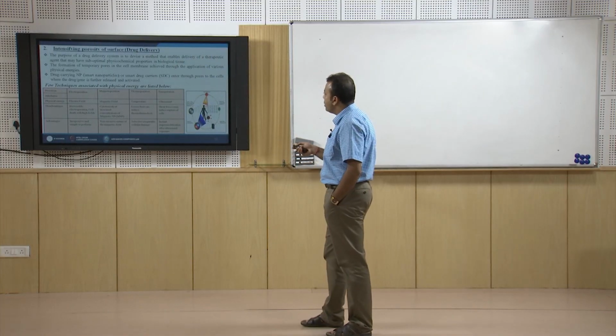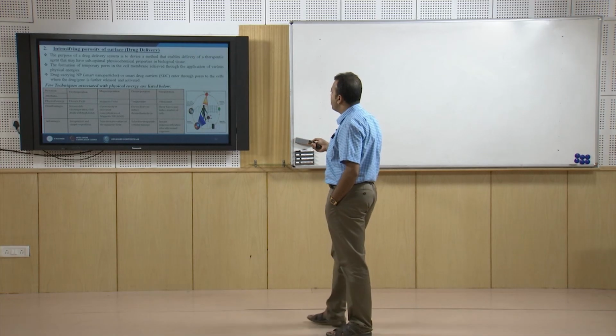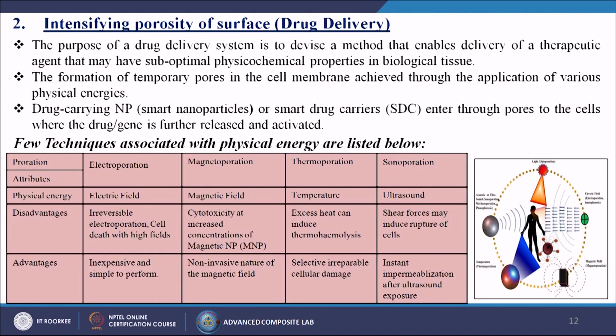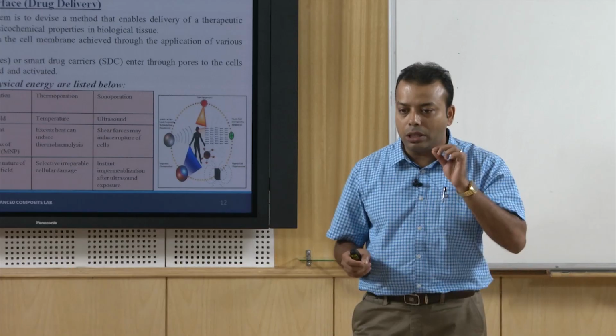So the purpose of a drug delivery system is to devise methods that enable delivery of a therapeutic agent that may have suboptimal physicochemical properties in biological tissues. Drug-carrying nanoparticles or smart drug carriers enter through pores to the cells where the drug or gene is further released and activated. In some cases the drug can't reach properly.